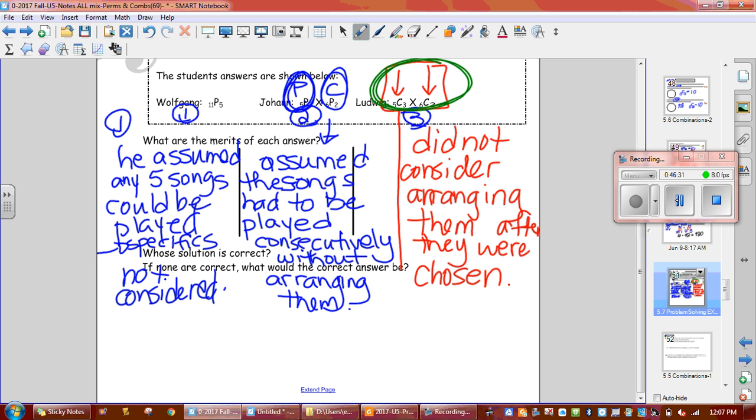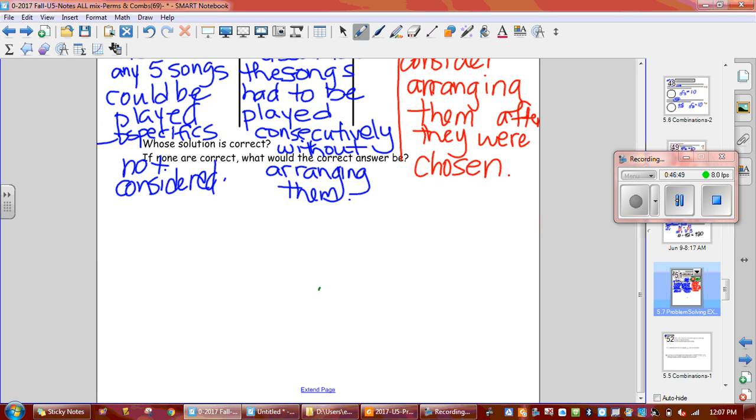So the correct solution would be 5C3, which gives us 10, times 6C2, which gives us 15, times 5 factorial, which gives us 120. And when we multiply all those together, we're going to get 18,000 different arrangements of those 5 songs. And that's how he can arrange them.